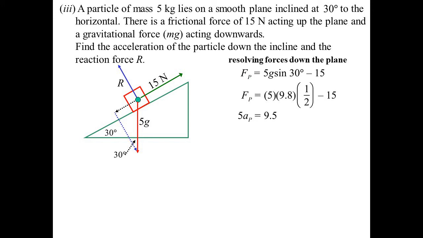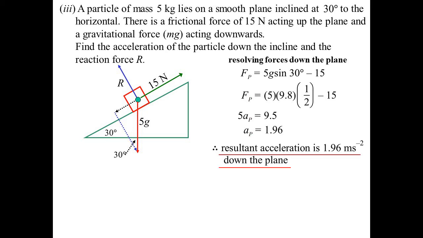And we get 5, because force is mass times acceleration, and we know the mass is 5. So 5 times the acceleration is 9.5, and we get 1.96. So we've got the acceleration of the particle. Now we want to find the reaction force.